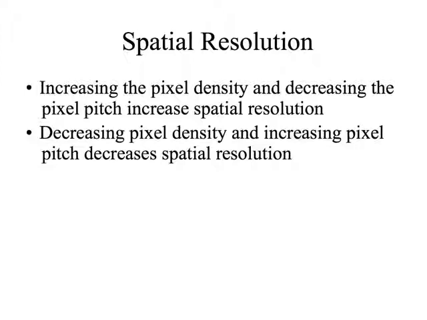Decreasing the pixel density and increasing the pixel pitch will decrease spatial resolution, right? So decreasing the pixel density, there's less pixels in the area, and we've got a wider space between them. We're going to have less spatial resolution.